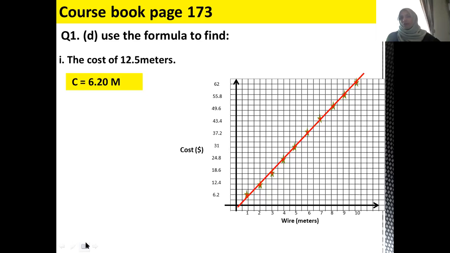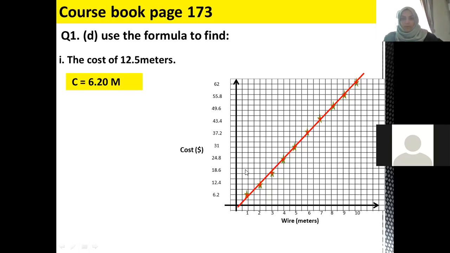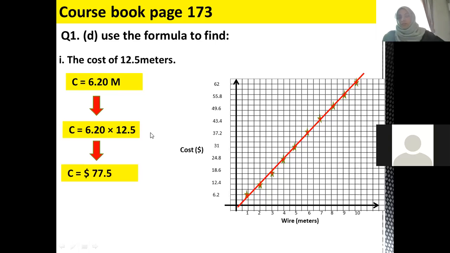Is there anyone who wants to help? Anyone who wants to participate? Come on, Sarah. 12.5 times 6.2, which equals 77.5. That is right. Okay, so directly, Sarah, I come and say it's 12.5 multiplied by 6.2, so your answer is 77.5 US dollars. Excellent, Sarah.